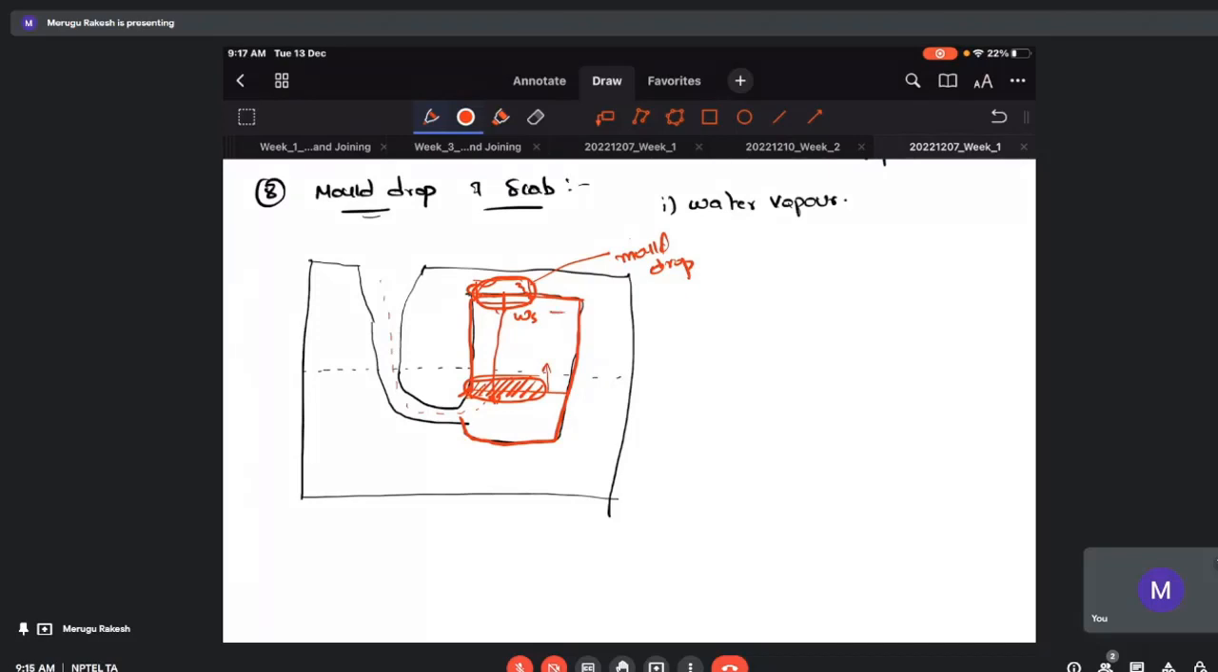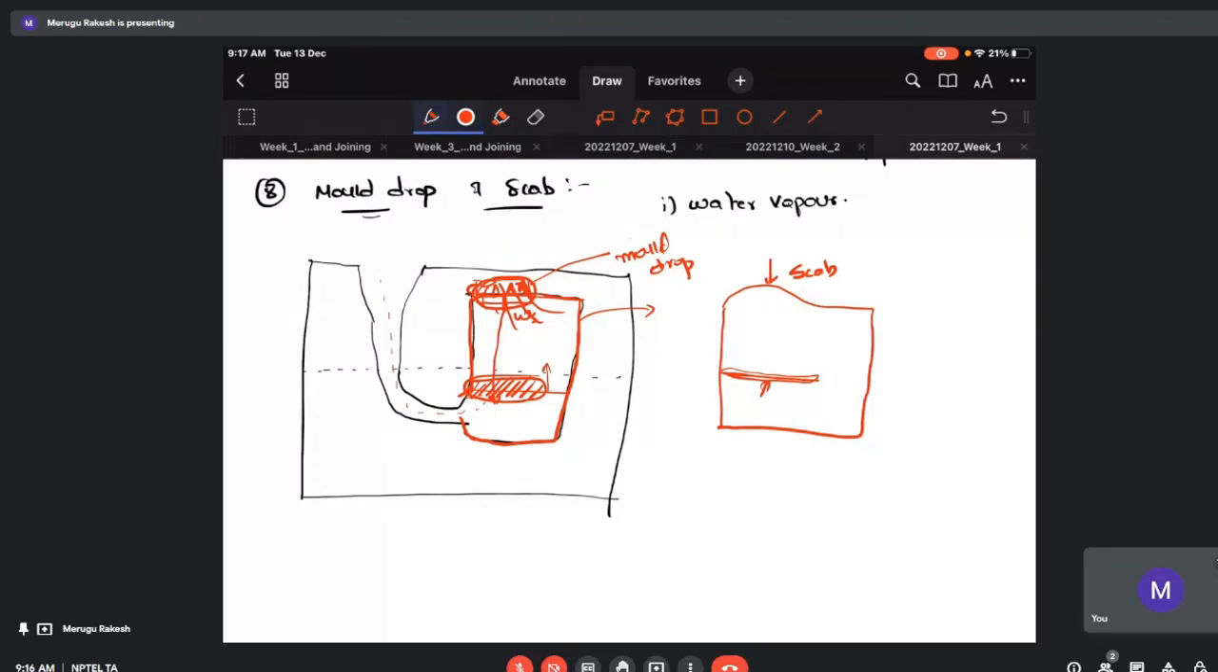And as well, this liquid metal will move into this casting. So the final casting I'm going to get kind of looks like this. And also we have this mold. This is the mold drop that we see.